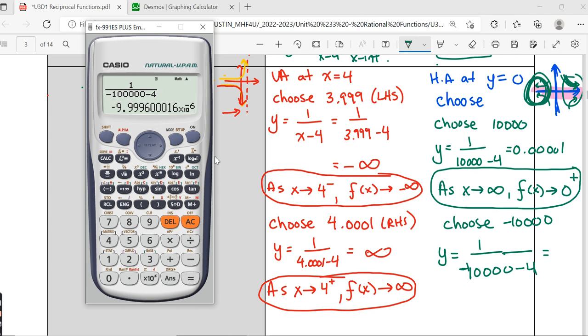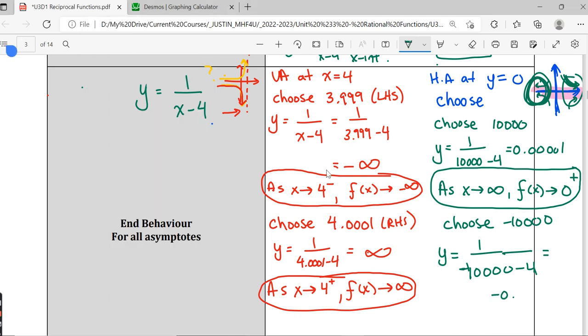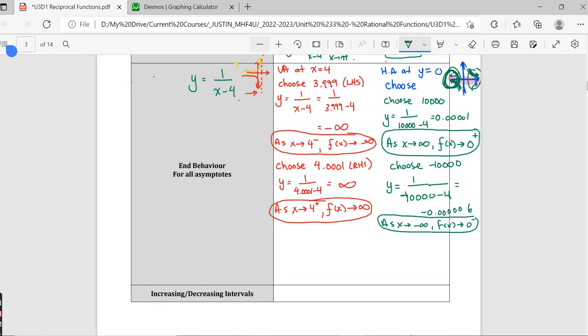So we get a very small number, so 5 zeros. So this becomes negative 0.12345, which essentially means that this is going to be approaching from underneath. Okay, so as x approaches negative infinity, f(x) approaches 0 from underneath. Okay, now that we have all of this, we are now able to sketch our reciprocal.